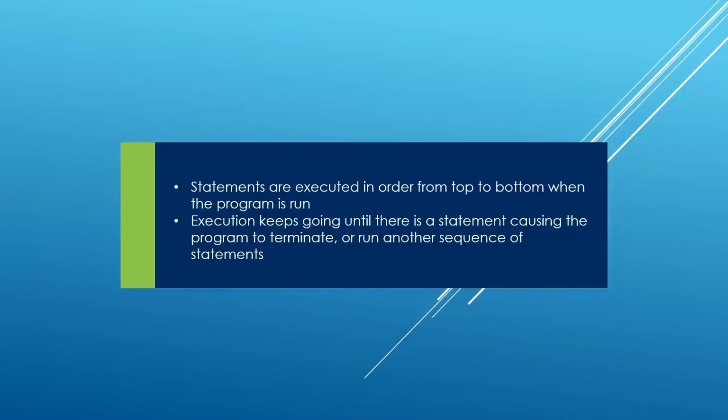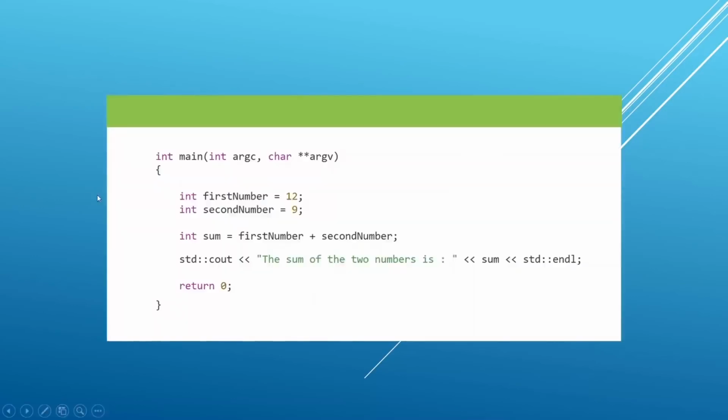Okay, one other thing that is really important to keep in mind is that statements are executed in order in your program, and the order is from top to bottom. If we go back to our program here, the first statement is the one with first number here. 12 is going to be stored in memory when this statement is executed by your computer. And we're going to go to the second statement with second number, and we're going to keep going until we hit the end of the main function, and the return statement is going to execute.